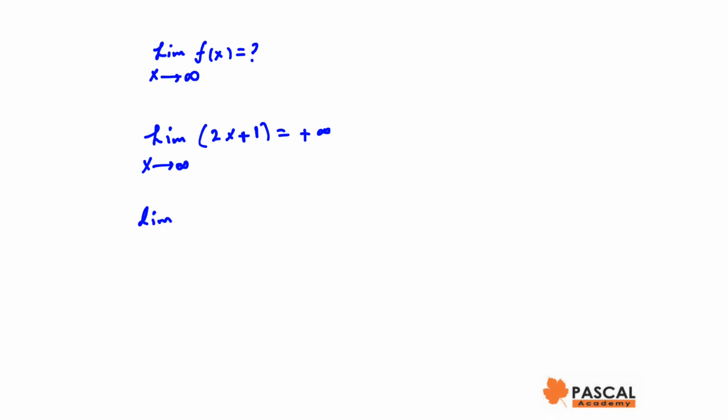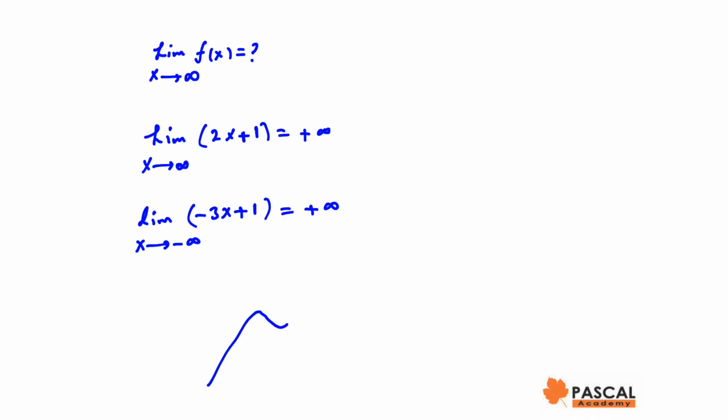Limit of negative 3x plus 1 as x approaches negative infinity. When x approaches negative infinity, negative 3x is positive infinity. Therefore, negative 3x plus 1 approaches positive infinity.